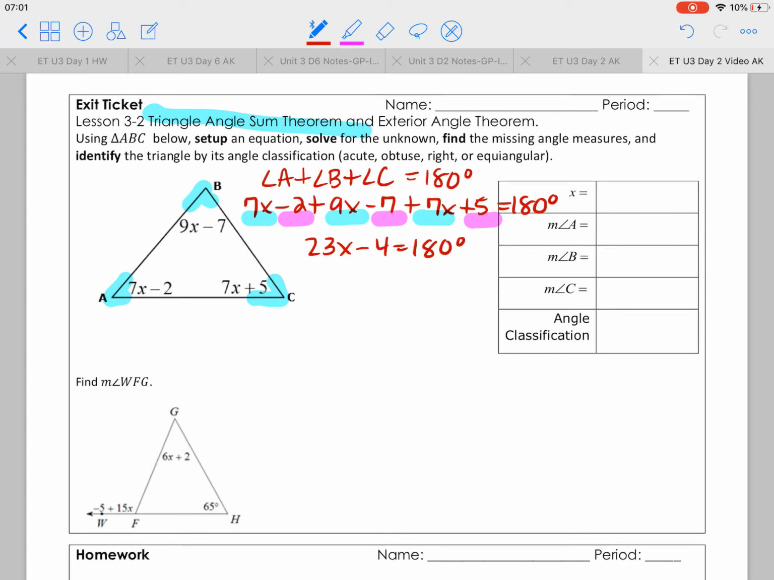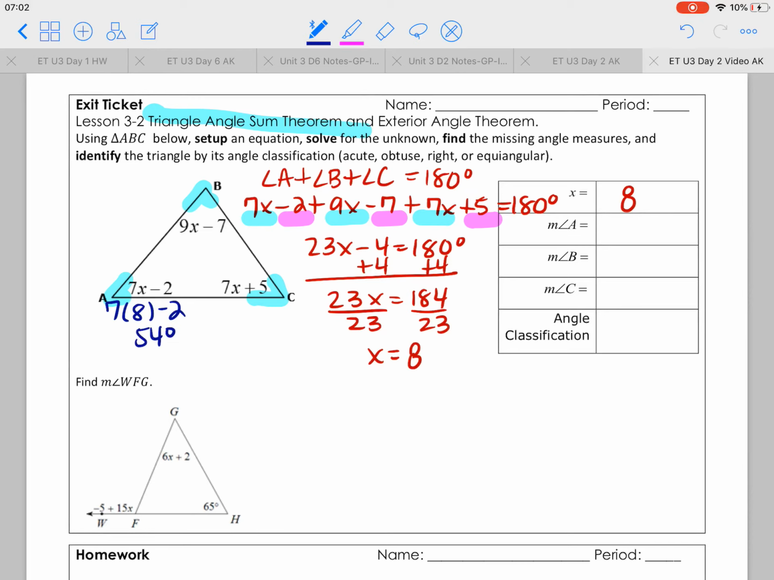Then we need to add 4 on both sides, applying the inverse operation to isolate x. So 23x equals 184. Then divide by 23 to leave x alone, and we get x equals 8. Okay, I am not completely done with this problem. It's asking me to find the measure of each one of these angles, so I need to come back and substitute.